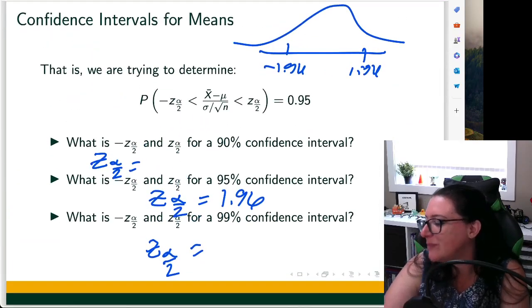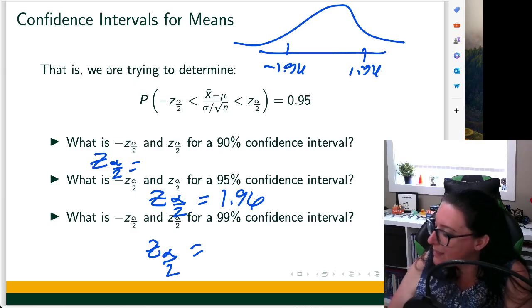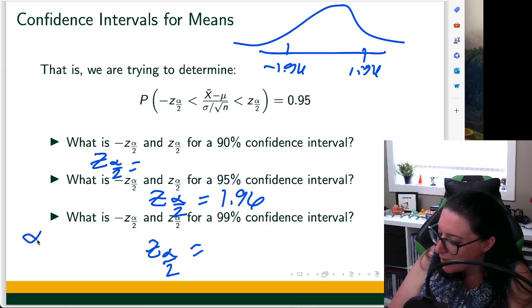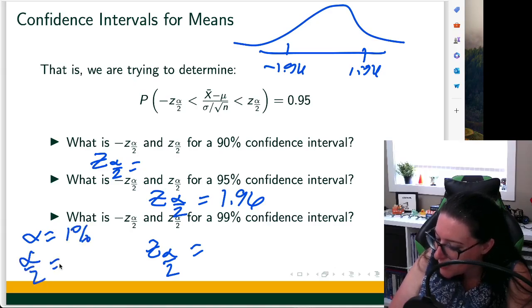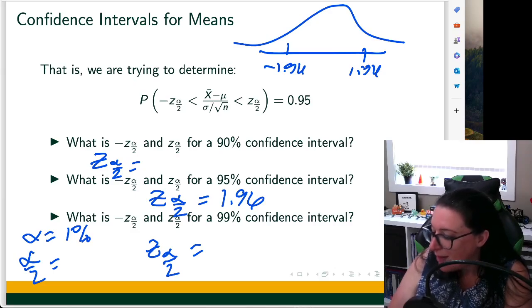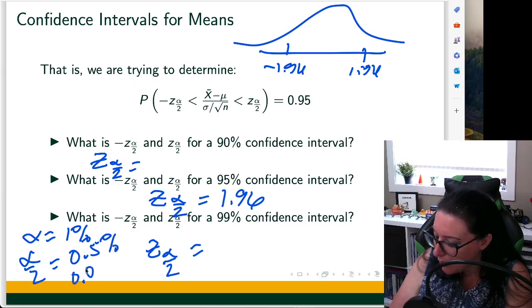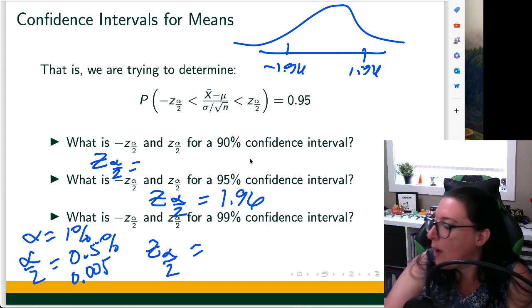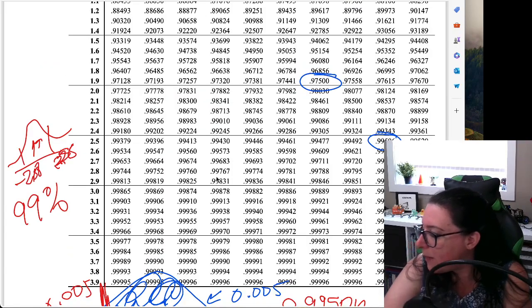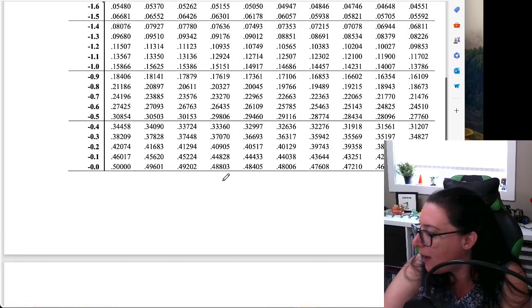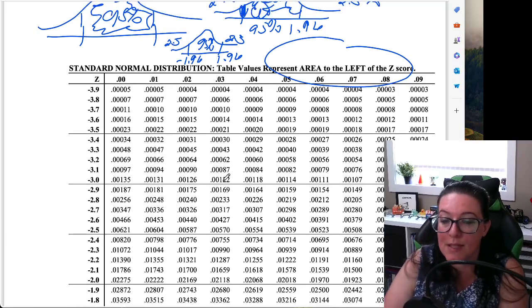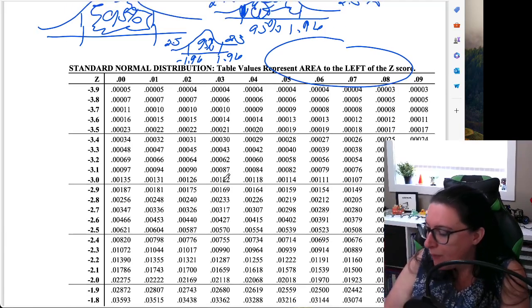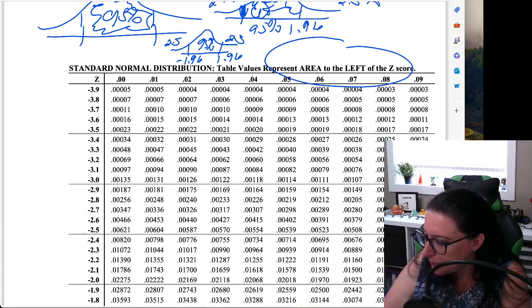Okay, so with a 99% confidence interval, alpha equals 1%. Alpha divided by 2 equals half of that, so that's going to be half of a percent, or 0.005. Okay, so what do we do with that? Well, if we go to our standard normal table, remember the tables show you everything to the left of the z-score.